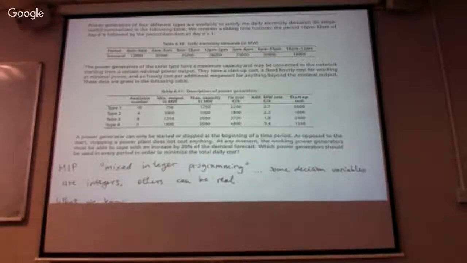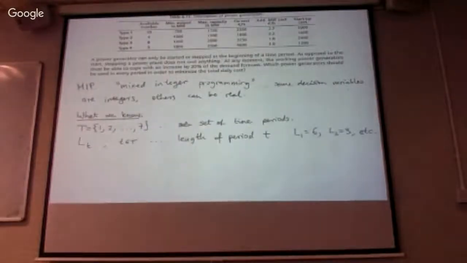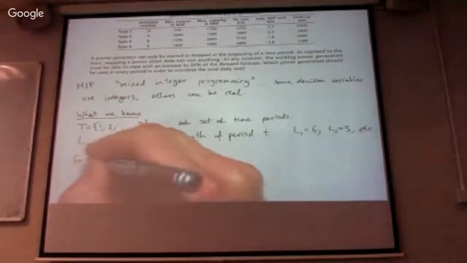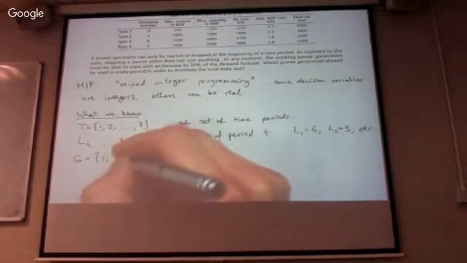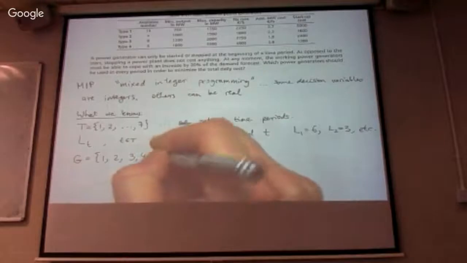So let's try to put it into some kind of mathematical language. We have one set of indices for time periods, and we need another one for the type of generator. So give me a letter for the set of all generators. G. Okay. So this is the 4 types of generator.